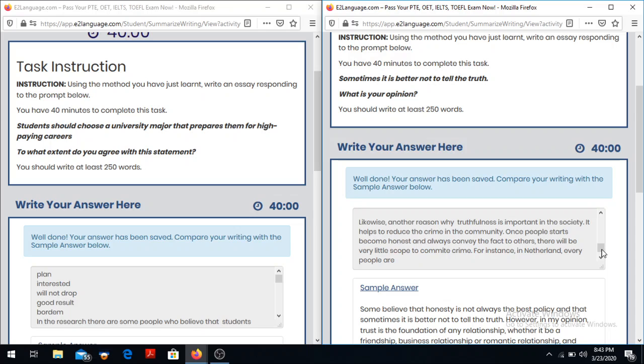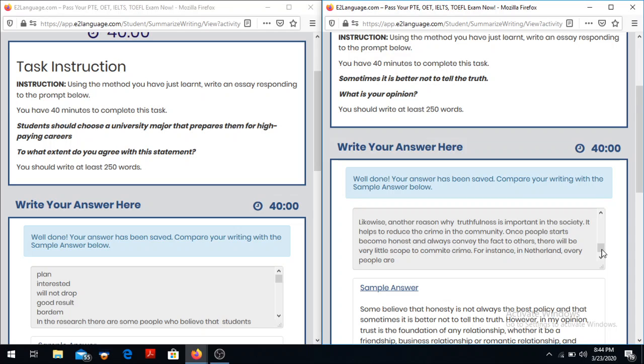So in the first paragraph I said that truth gives value in society, and here I say that truth helps to reduce crime. Mainly these two are the basic points. Once people become honest and always convey the facts to others, there will be very little scope to commit crime. For instance, in the Netherlands, people have a habit of telling the truth, and as a result, at present there is no prison for criminals, because the crime rate is 0.